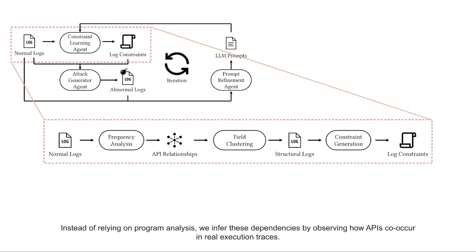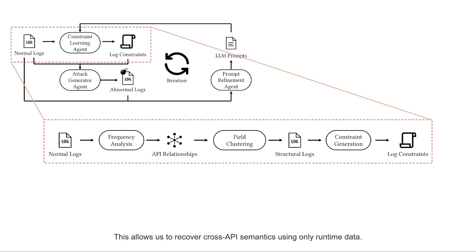The constraint learning process begins by discovering relationships between APIs directly from logs. Instead of relying on program analysis, we infer these dependencies by observing how APIs co-occur in real execution traces. This allows us to recover cross-API semantics using only runtime data.